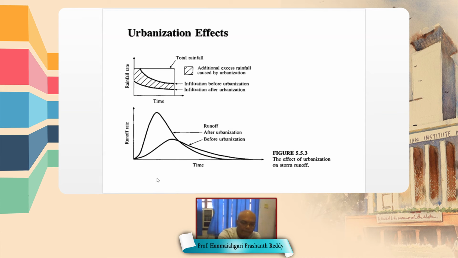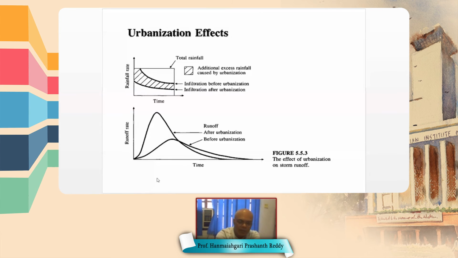But actually, sir, what is the thing which is in between those two graphs? Infiltration before urbanization, infiltration after urbanization. The slashed one. What does that hatching actually mean? No, I'll explain.